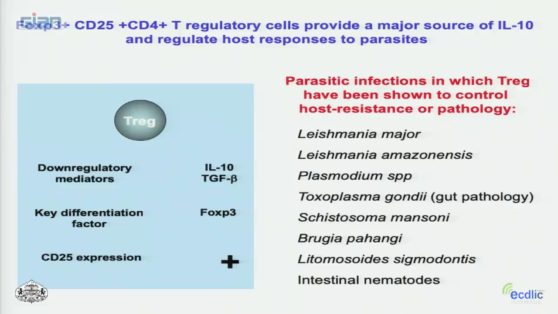These are cells that function to maintain peripheral tolerance, to make sure our lymphocytes that develop in the thymus and get out in the periphery don't produce responses against self antigen, autoimmunity. So they're critical for maintaining peripheral tolerance. As it turns out, they're also critical in dampening immune responses that are turned on by infection.